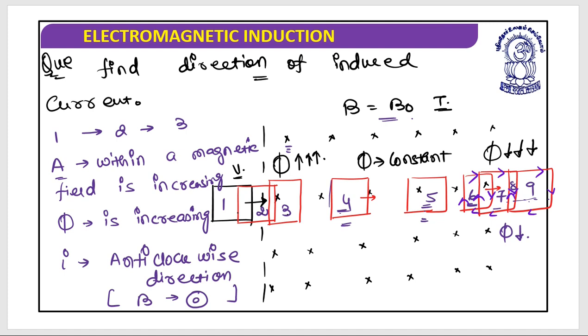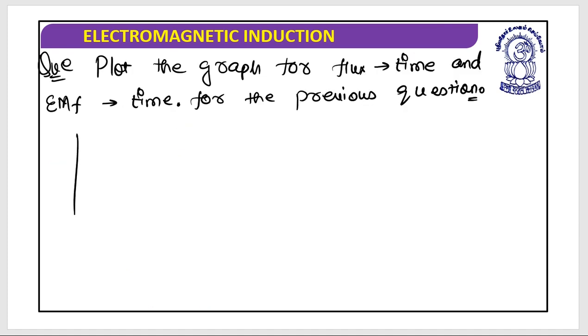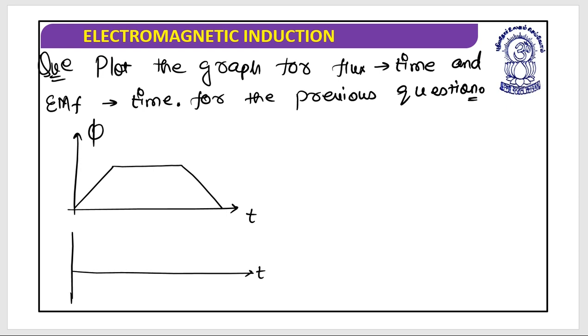So if this is the situation, how to plot this? Let's say this is flux, this is time. Initially it is increasing something like this, then it is constant when this coil is moving within the magnetic field, and then it is decreasing. Yes, it is just the leaving phase of the coil. I hope this is clear. So this is flux versus time. Now let's plot it for the EMF versus time. It's an EMF versus time.